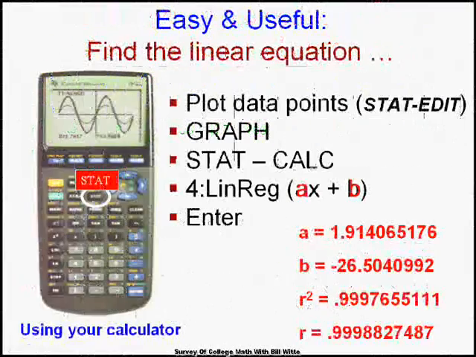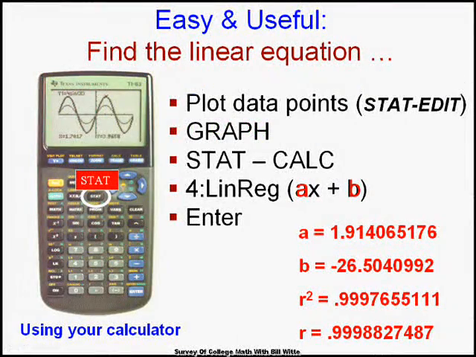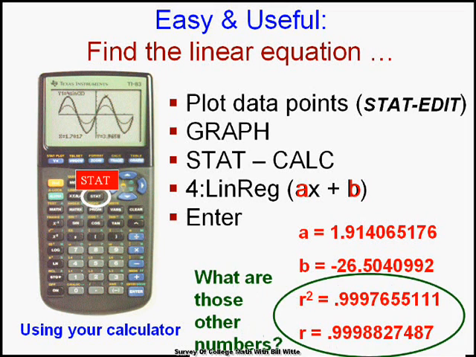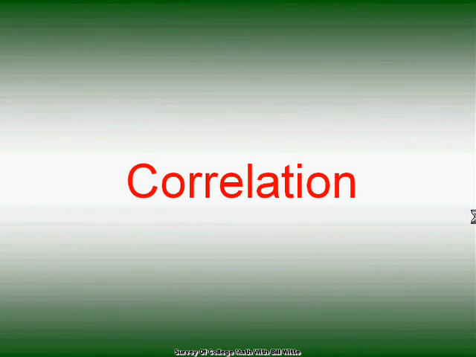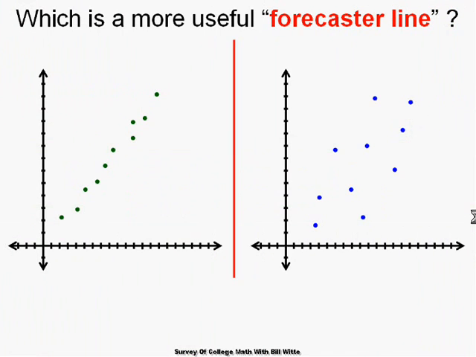Now, hey, Doc, wait! I want to ask you something. We know that the A goes in the slope part, the number in front of the x, and the B is the y-intercept. What are those other numbers? Well, all in good time. All in good time. Relax, Frank. Those are the correlation numbers. Do you mind telling me what this is all about, mister?